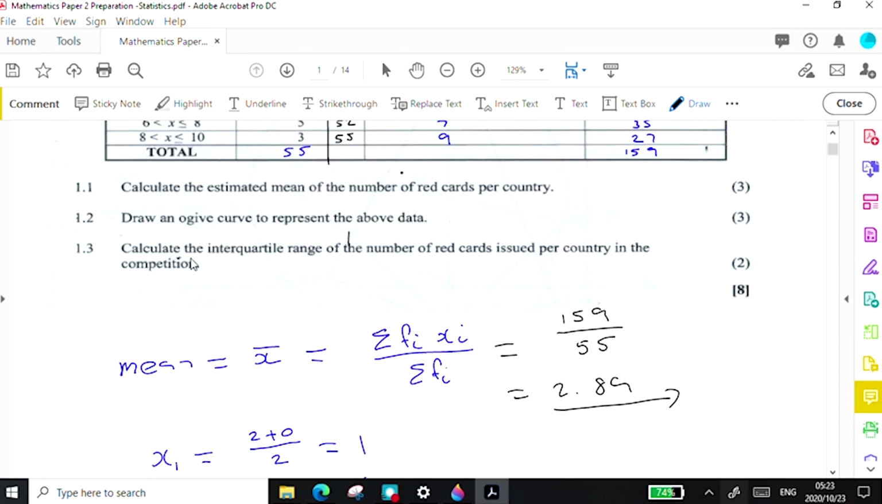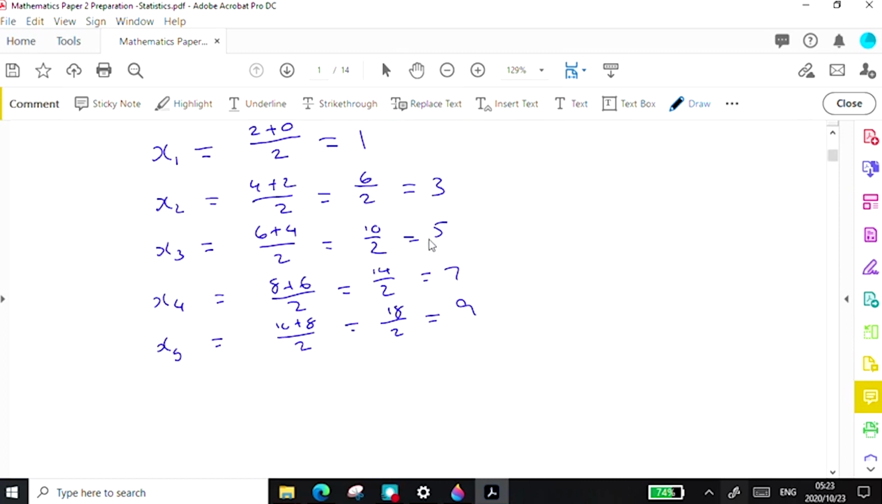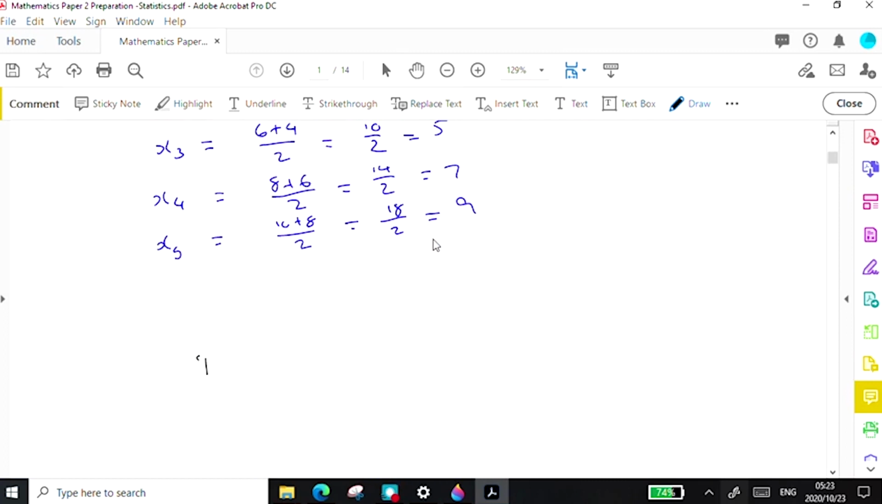We're also required to calculate the interquartile range of the number of red cards. The interquartile range is equal to Q3, the third quartile or 75th percentile, minus Q1, the first quartile or 25th percentile. So it is Q3 minus Q1. We need to find Q1 and Q3 using the ogive curve.